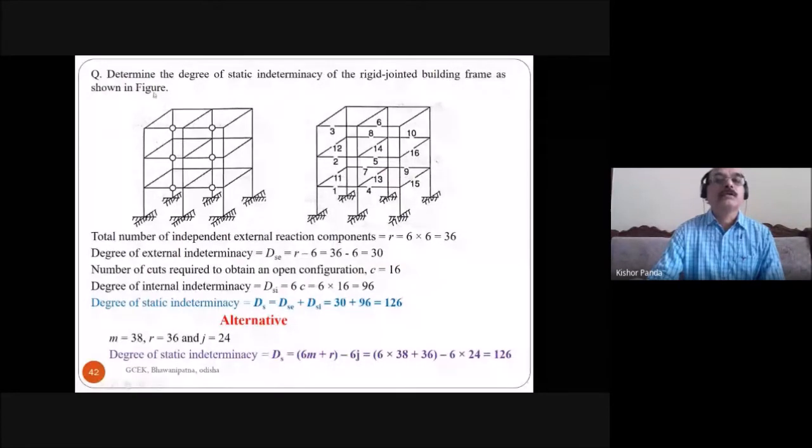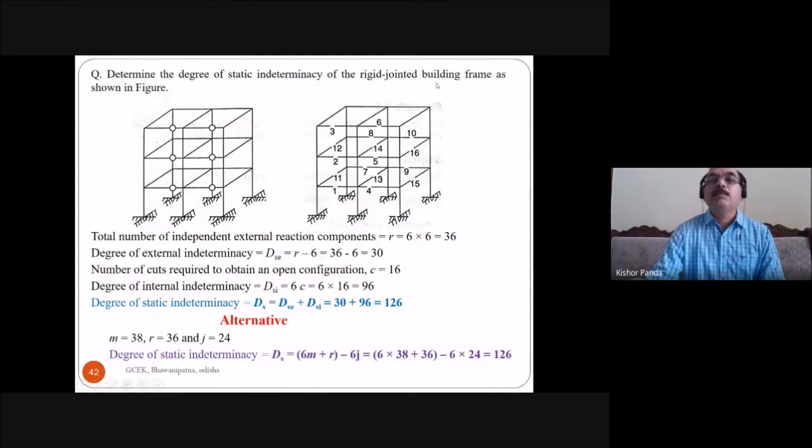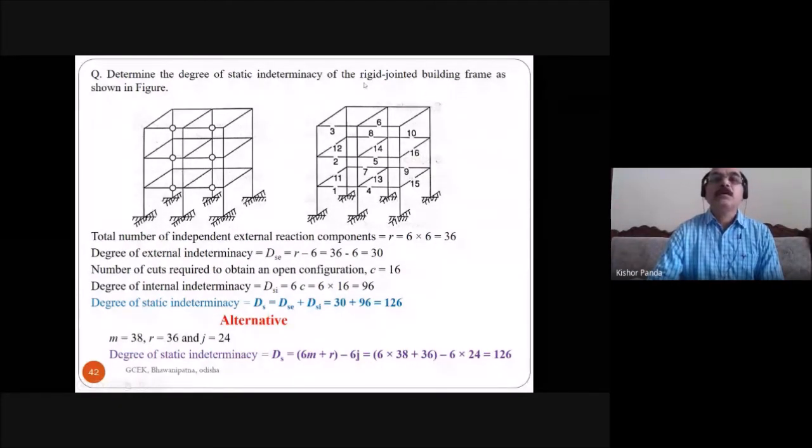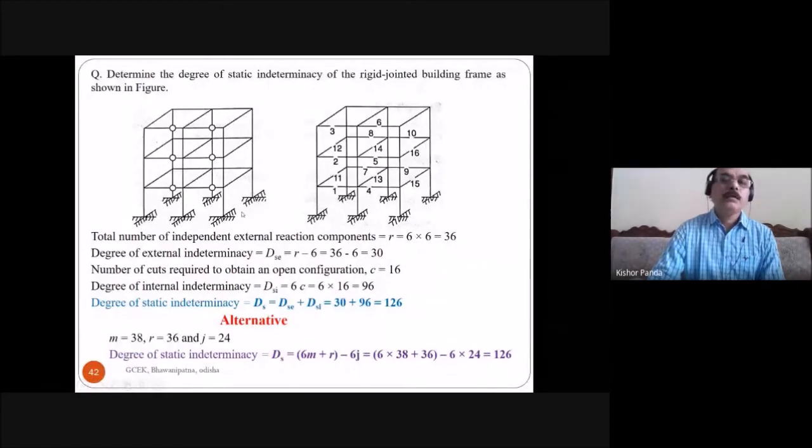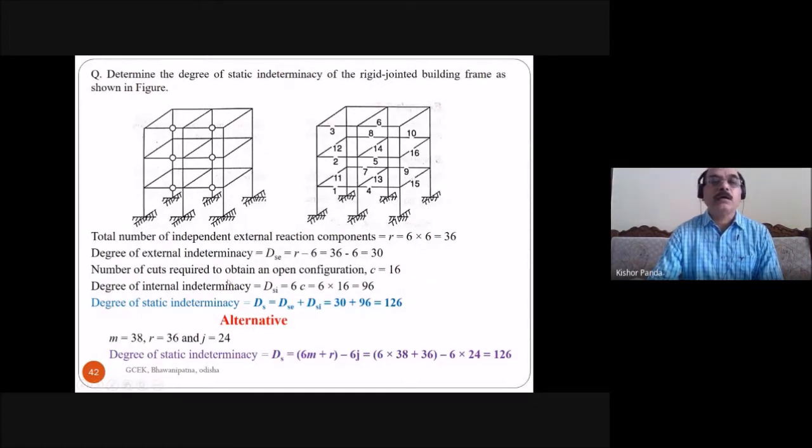Then coming to this example, we will determine the degree of static indeterminacy of a rigid jointed building frame as shown in the figure. Building frame means this is a space structure, a rigid jointed space frame. Here you see story 1, 2. This is the space frame, and this is the fixed support.